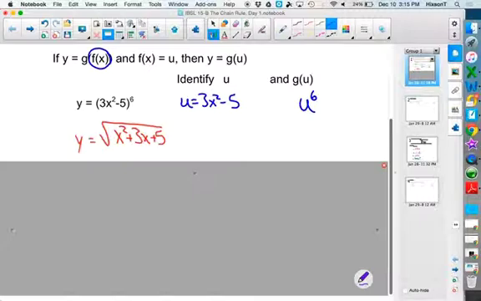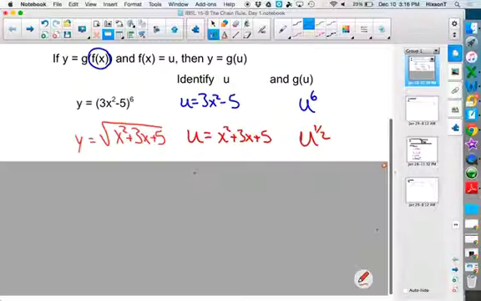Another one like this. We have y equals the square root of x squared plus 3x plus 5. So what is the inner function here? Yeah, x squared plus 3x plus 5. And the outer function, yeah, u to the 1/2. Okay, the square root of u. That square root is what everything else is inside of. Okay?